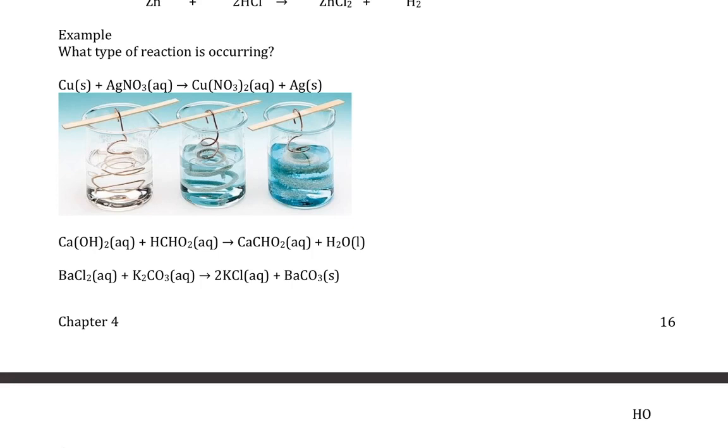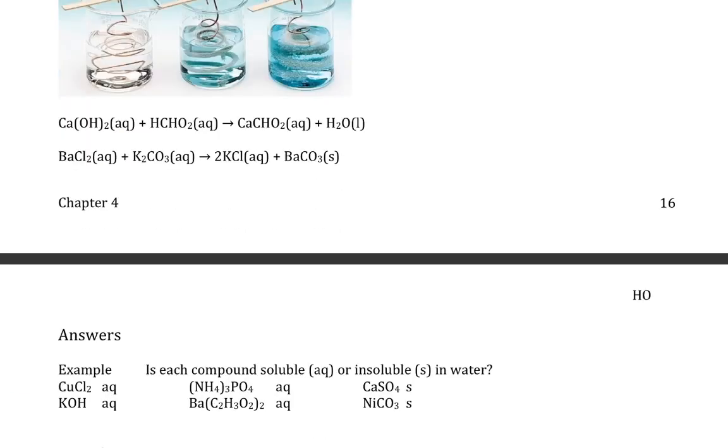The second reaction to work with is calcium hydroxide plus HCHO2 aqueous forming CaCHO2 aqueous plus H2O liquid. The last reaction to work with is barium chloride plus potassium carbonate forming potassium chloride plus barium carbonate. After that, we have just the answers.